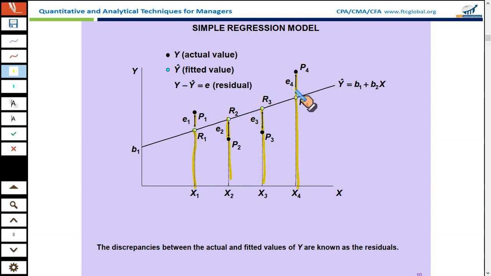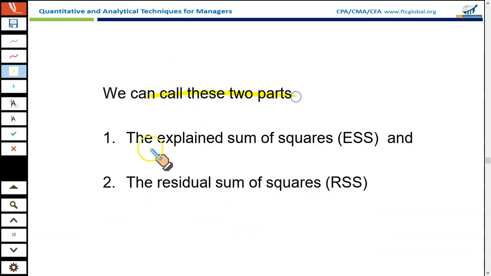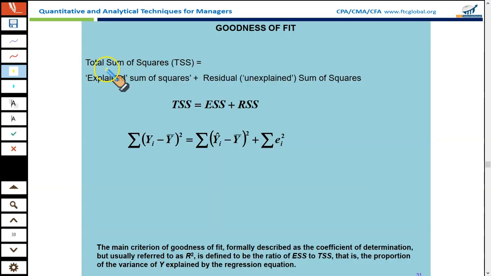So basically it has two components: the variation in the predicted value and the errors, which you call the random variation. We can call these two parts the explained sum of squares, ESS, and the residual sum of squares, that is RSS. So total sum of squares is equal to explained sum of squares plus residual or unexplained sum of squares, and this is how it is represented statistically.